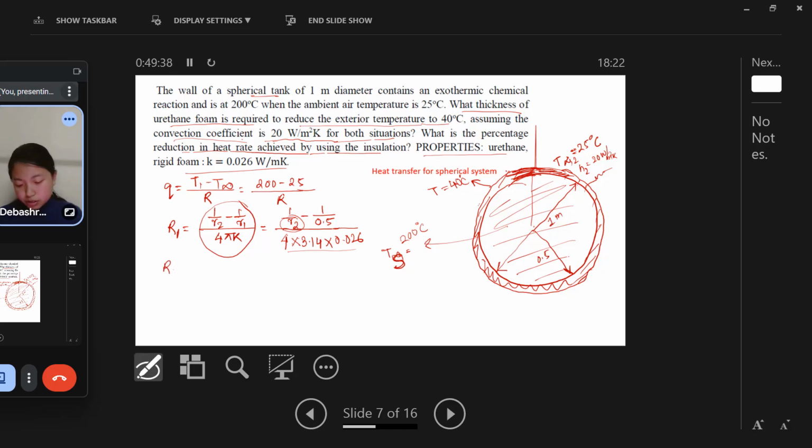And another resistance is the resistance due to this outside convection. For convection, it is simply 1 by HA. This A is due to the outer radius. So again 1 into H into, it's not 2, it is 4 pi r square.